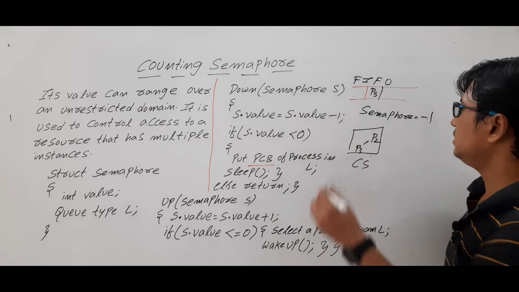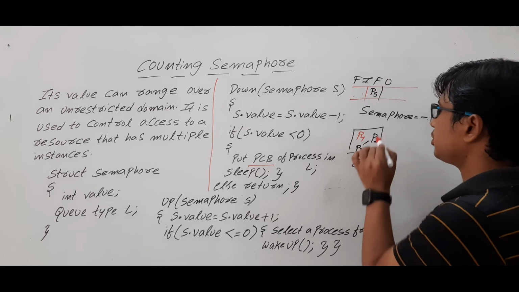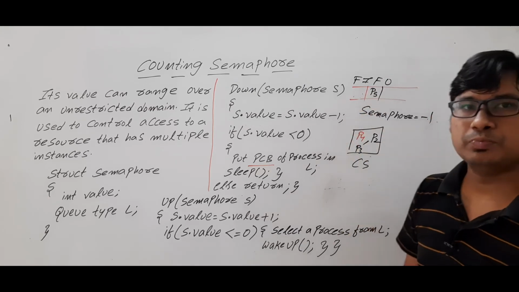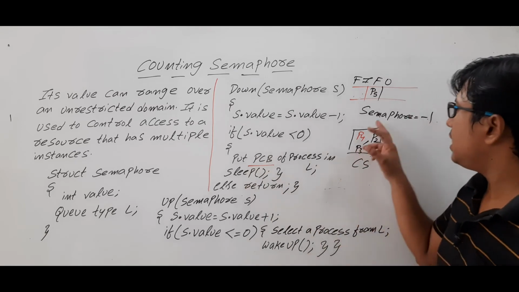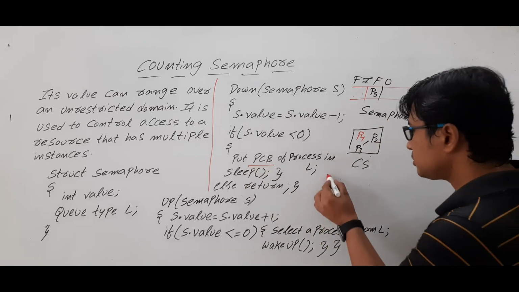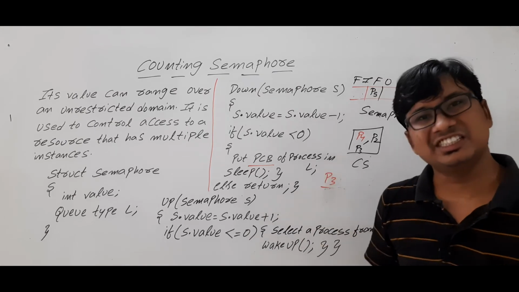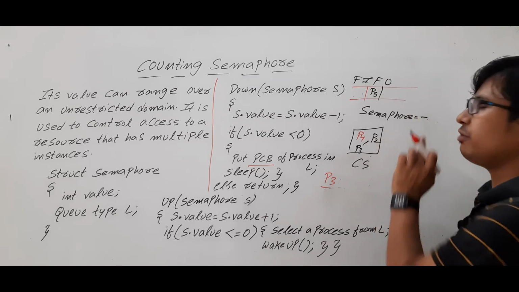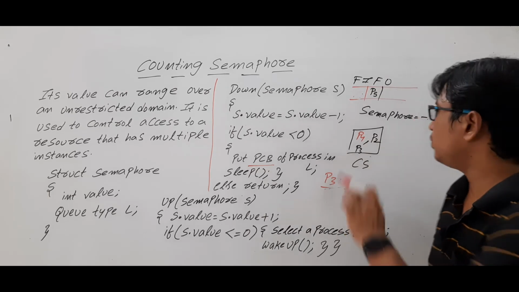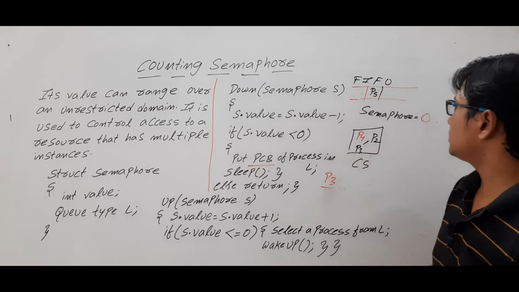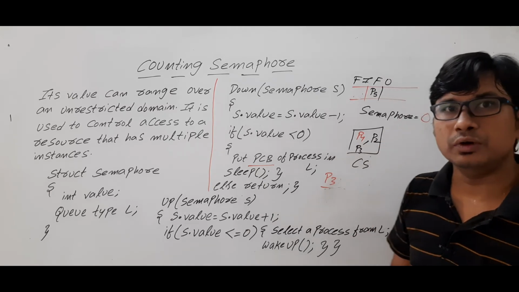Let's take that right now, process P4, process P2 and process P3 are there in the critical section, and process P5 is there in the sleep state, and the semaphore value is equal to minus 1. Now let's take that process P3 wants to leave the critical section. Then what will it do? It will increment the counting semaphore value by 1. Minus 1 plus 1 will be equal to 0. Now it will see this counting semaphore value. It is equal to 0.